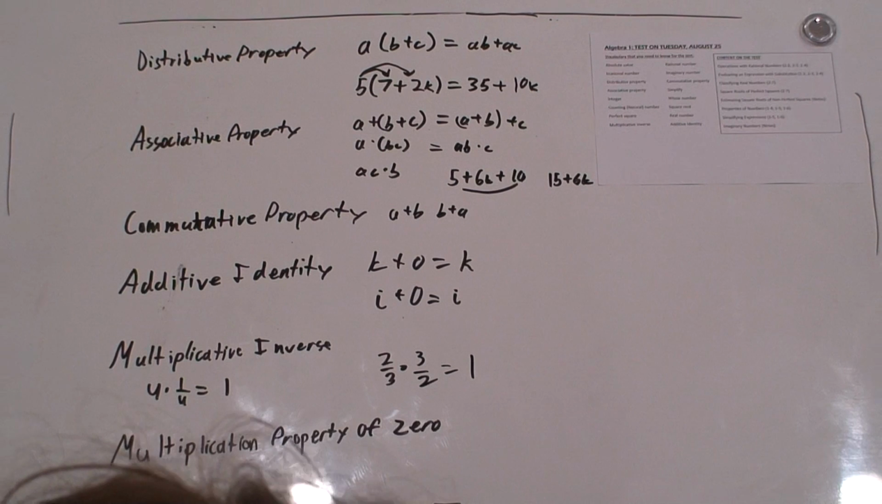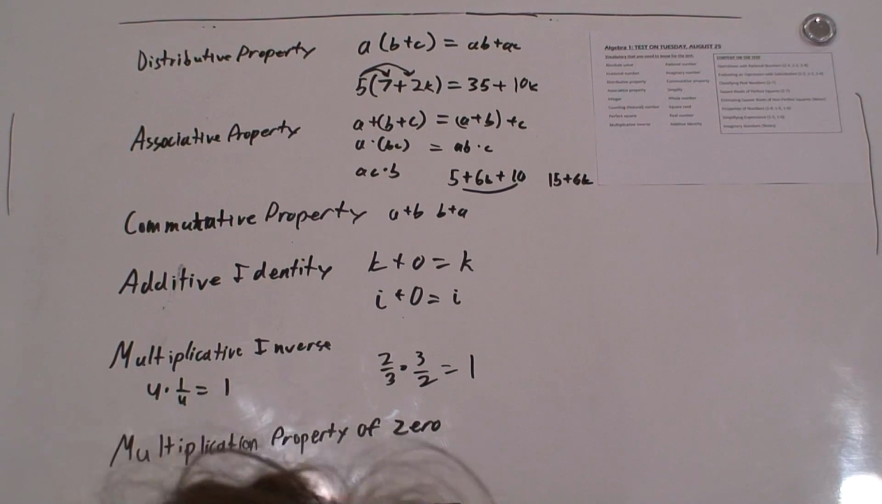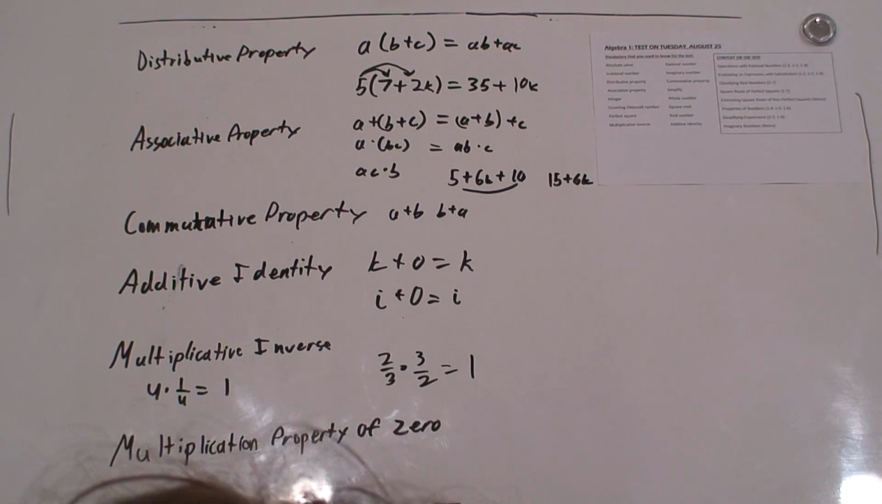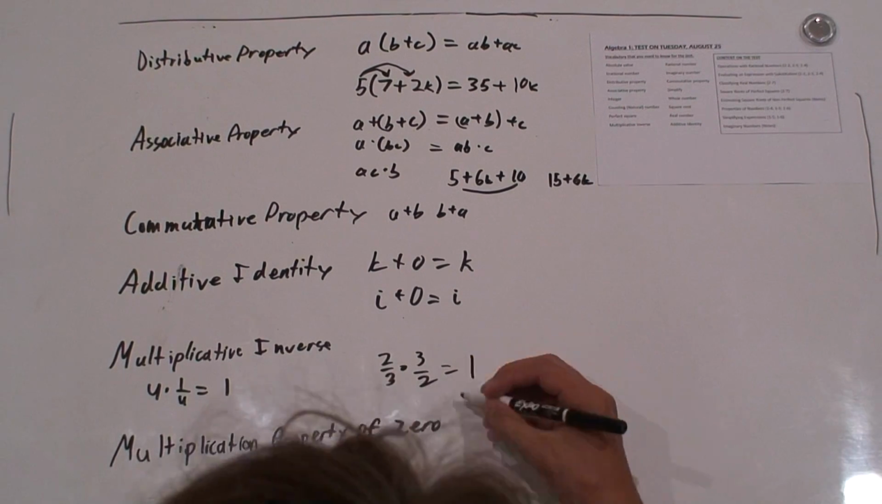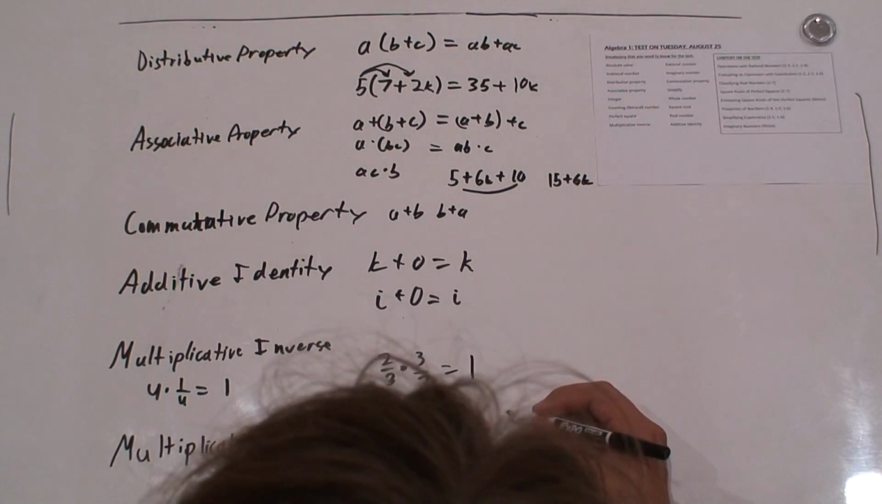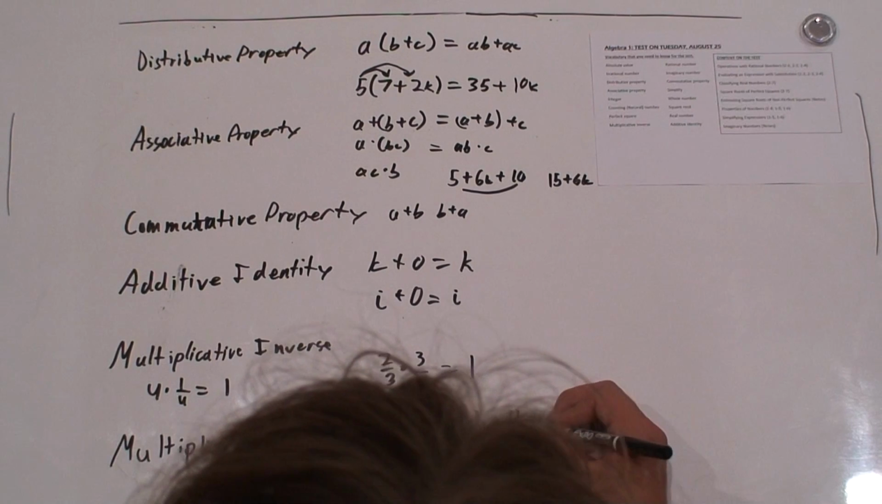Then there is the multiplication property of 0. It's not that hard. It's just any number, our lovely friend k, times 0 will equal 0.